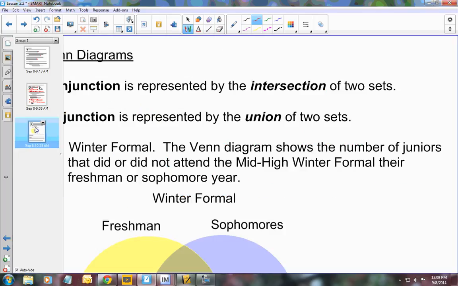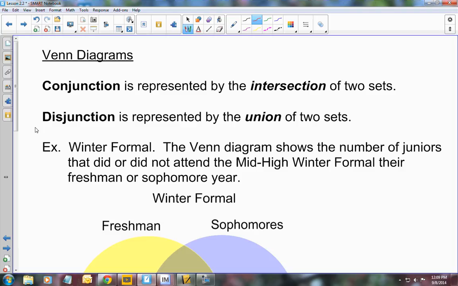Now, Venn diagrams. You guys have done Venn diagrams before? You may not have heard the words conjunction and disjunction with it, but in regard to Venn diagrams, conjunction is a representation of the intersection of two sets. That's what they have in common, where they cross over each other. The disjunction is represented by the union of two sets, so it's all inclusive.